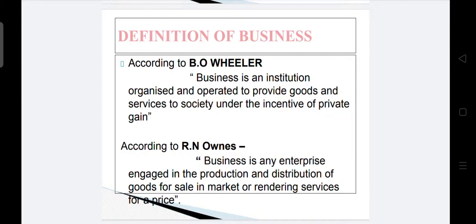According to B.O. Wheeler, business is an institution organized and operated to provide goods and services to the society under the intent of private key. According to R.N. Owens, business is any enterprise engaged in the production and distribution of goods for sale, market, and or rendering services for a price.